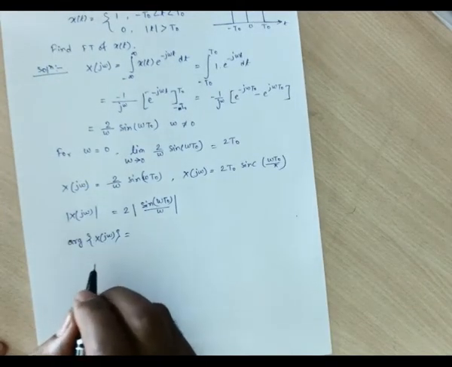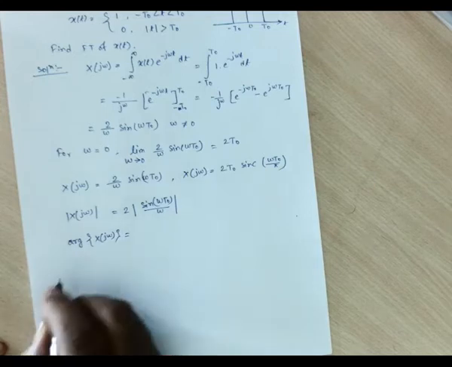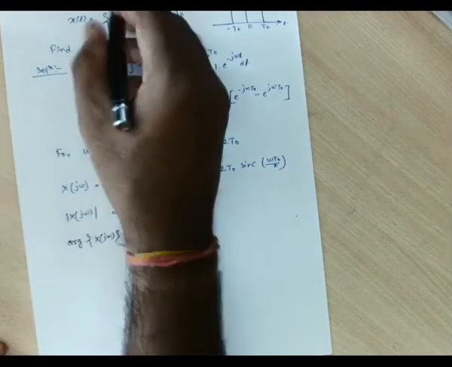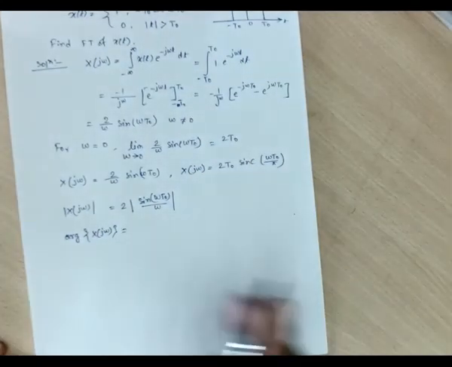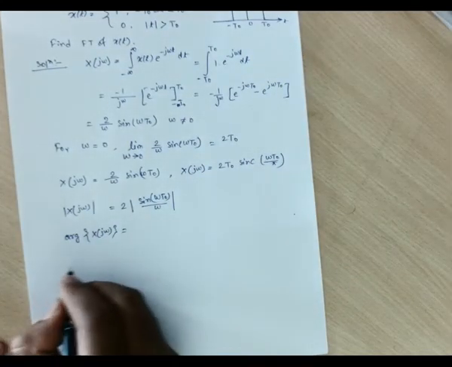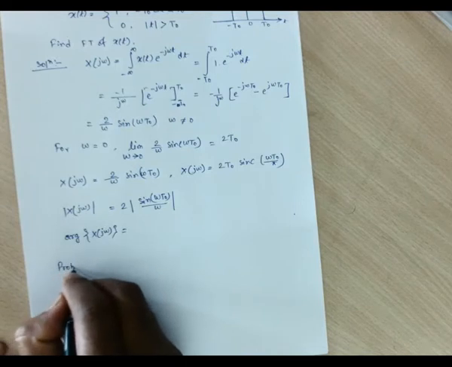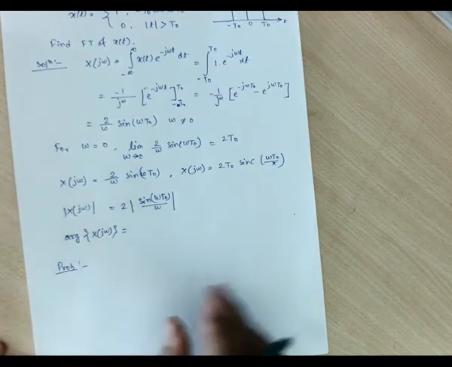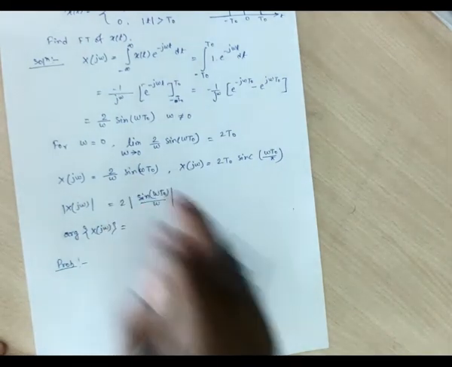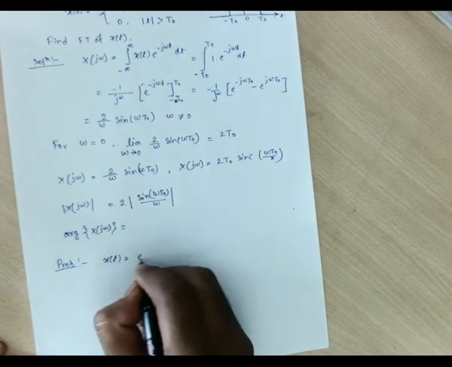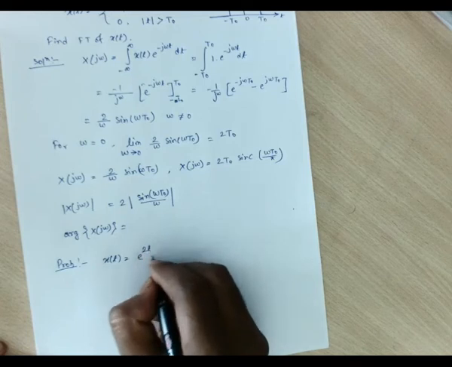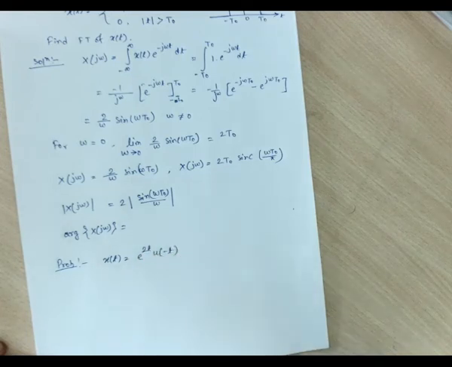Next, some numerical problem, like this. That was about a rectangular pulse. Next, in general, we have been taking some numerical values like this. You just try to find this argument from this function. X of t is e to the power twice t u of minus t. What will be X of j omega?